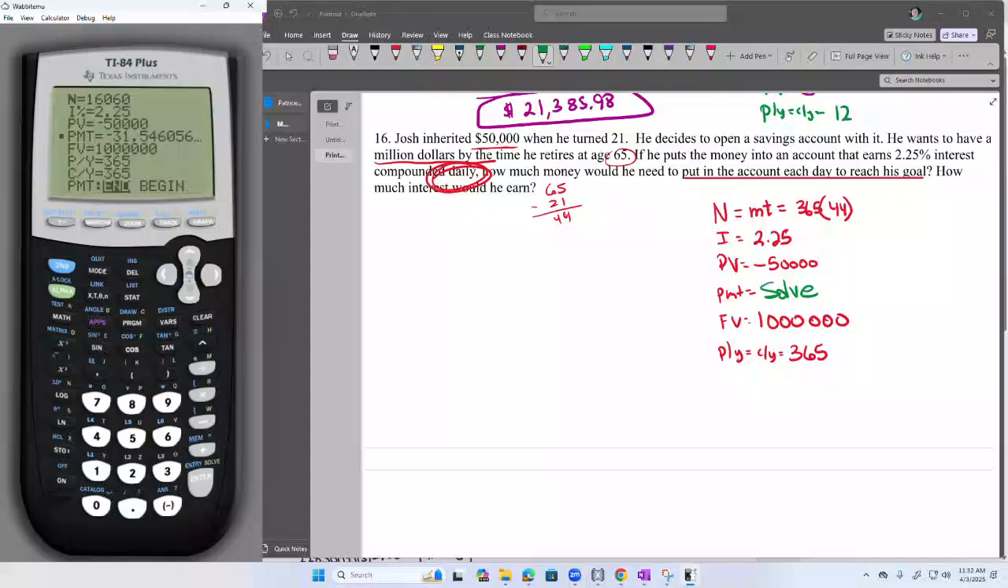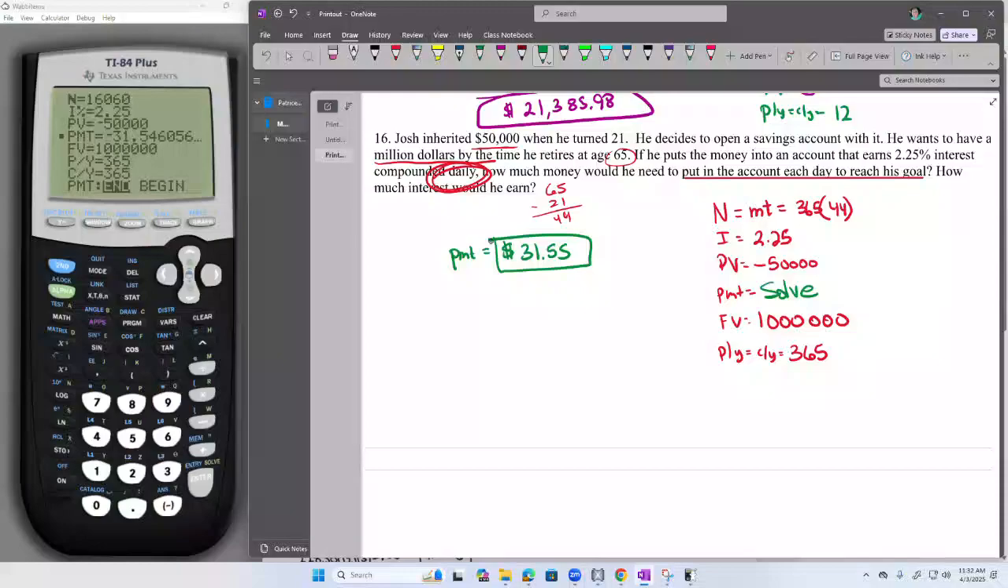So negative 50,000 because it's going into the bank. Also, payment comes out negative because that's going into the bank. So they're both going the same direction there. So his payment that he needs to make each day is going to be $31.55 each day. And then how much interest will he earn?